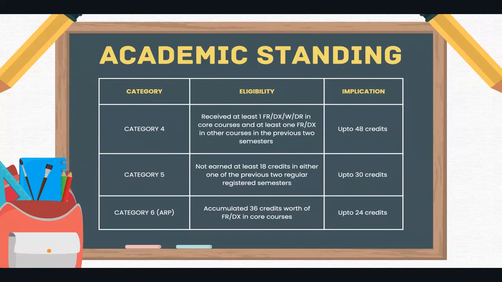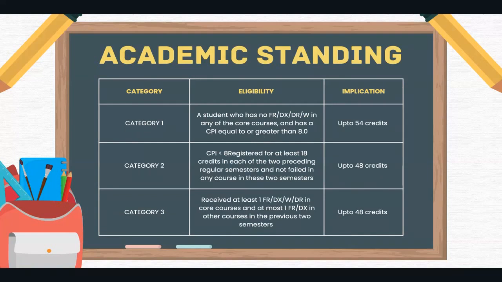Now, I had been referring a lot to academic standing here and there. I'll be talking about what academic standing really is. On the basis of your CPI and the grades that you have in your courses, you are allotted an academic standing at the end of your second semester.